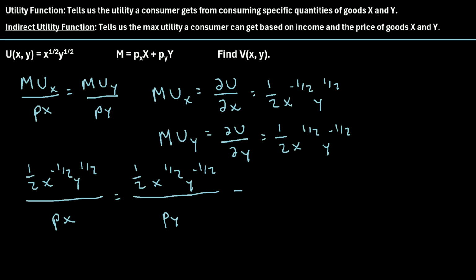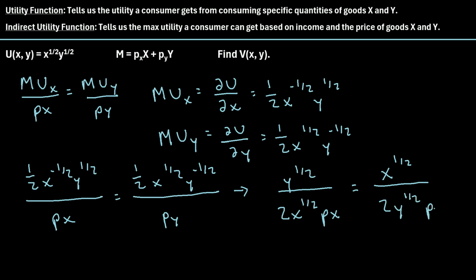Now let's rewrite this equation to make it a little easier to read. So let's move our negative exponents to the denominators to make them positive. And we'll write our 1/2 by moving the 2 to the denominator as well. So we can rewrite this as Y to the 1/2 over 2 times X to the 1/2 times the price of X. So see, we just moved the X to the negative 1/2 to the denominator to give it a positive exponent. And similarly, on the right-hand side, we can write this as X to the 1/2 over 2 times Y to the 1/2 times the price of Y.